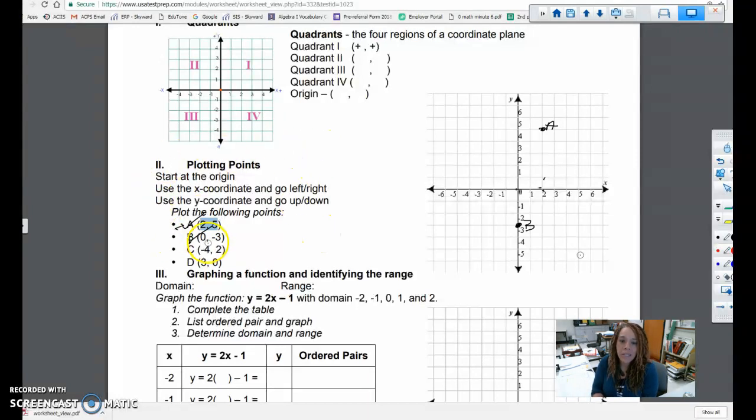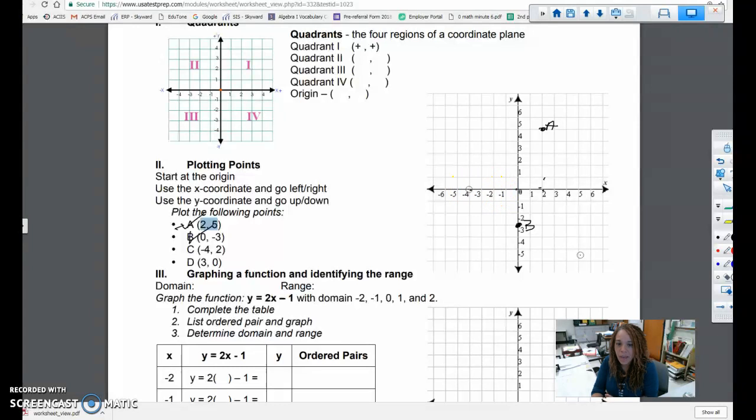So point C starts with a negative number, -4. That means I'm always going to start at the origin. That's the original place to go. Origin, original. And I'm going to go -4 first. So I'm going to go backwards because x comes first. So I'm going to go backwards 4. 1, 2, 3, 4. Hold that spot.